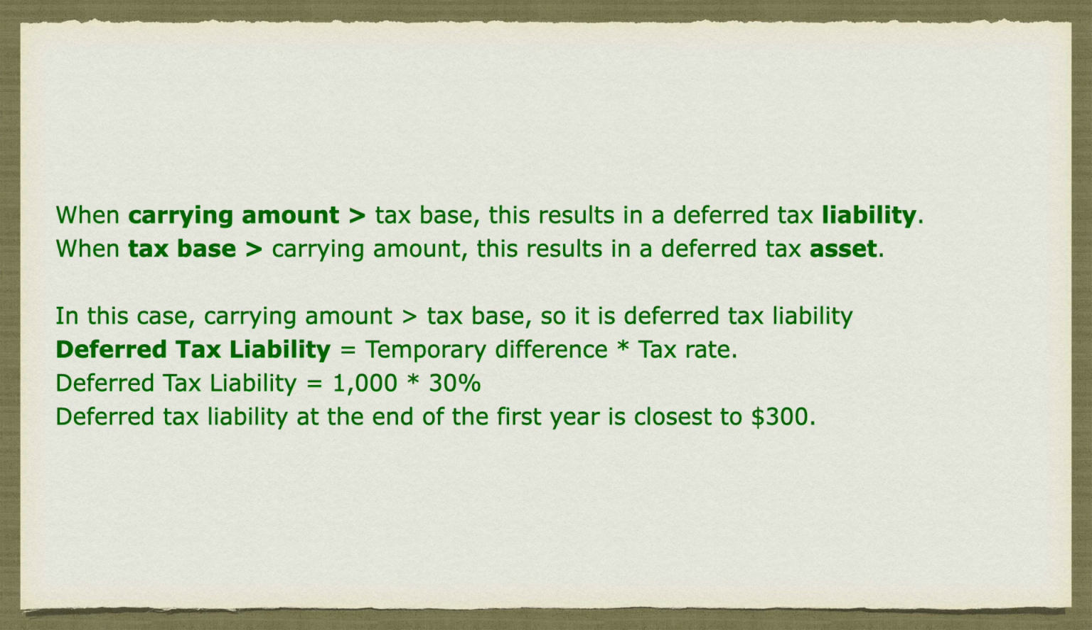When carrying amount is greater than tax base, this results in a deferred tax liability. When tax base is greater than carrying amount, this results in a deferred tax asset. In this case, carrying amount is greater than tax base, so it is a deferred tax liability. Deferred tax liability equals temporary difference times tax rate. Deferred tax liability equals 1,000 times 30%. Deferred tax liability at the end of the first year is closest to $300.